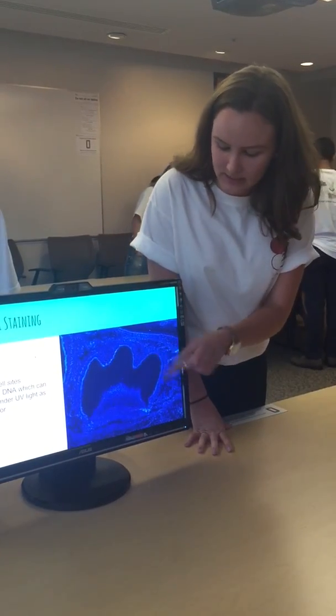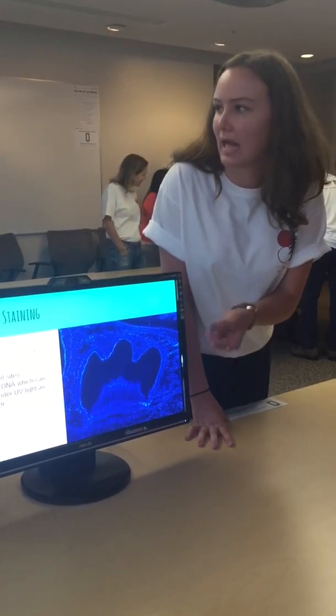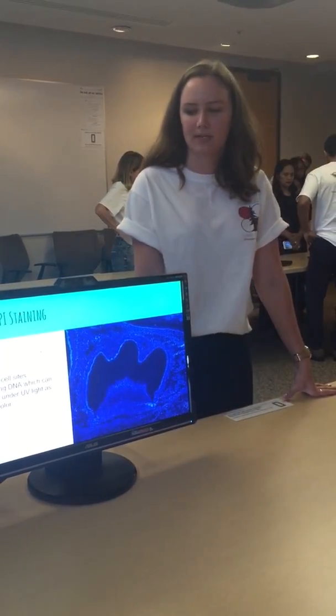And this here in the center is dentin, and that's actually made of calcium, so it doesn't have live cells. That's why there aren't cells right there. But these ones around are the live cells.